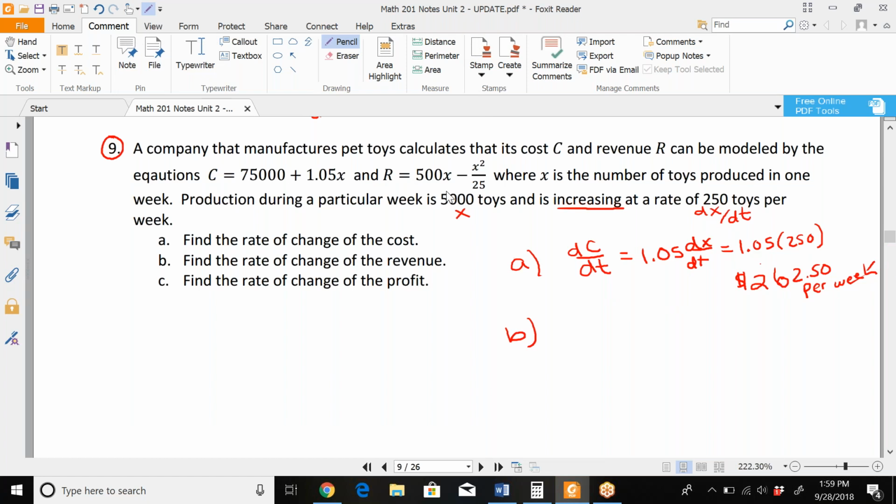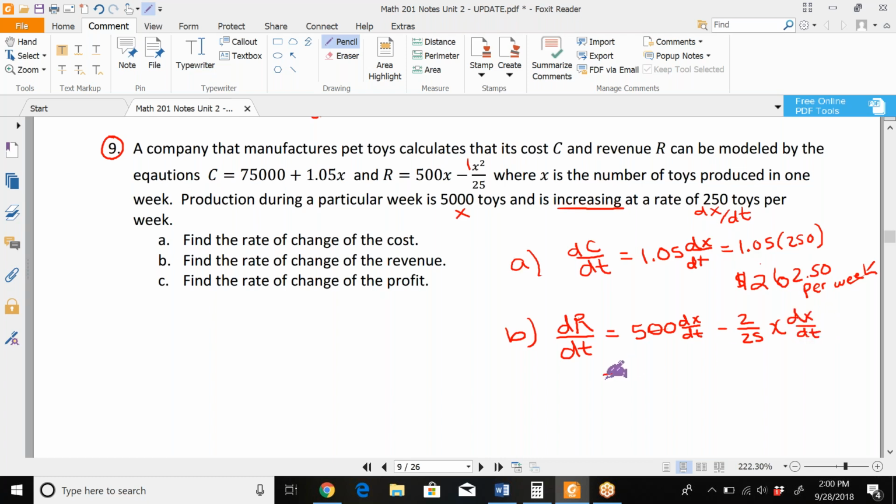The rate of change of revenue, we're going to take the derivative of that R. So that would be dR/dt, because the derivative of R is 1 with the chain rule. But then we get 500x, so that's going to be 500 times dx/dt. And then this one is negative 1 over 25, and then we have to pull that 2 to the front for the power rule. So that's going to end up being negative 2 over 25 for the coefficient, x to the first power, and then we have our chain rule of dx/dt.